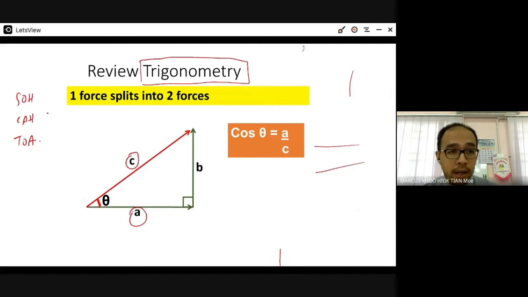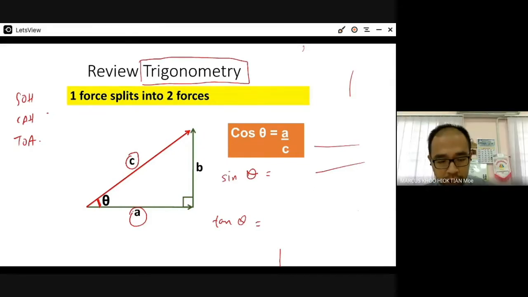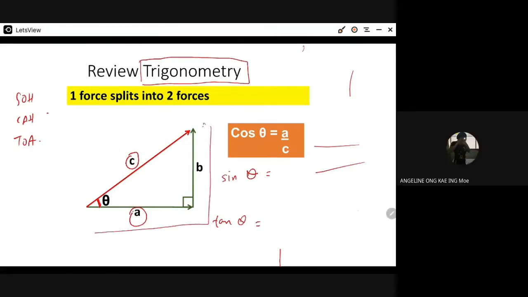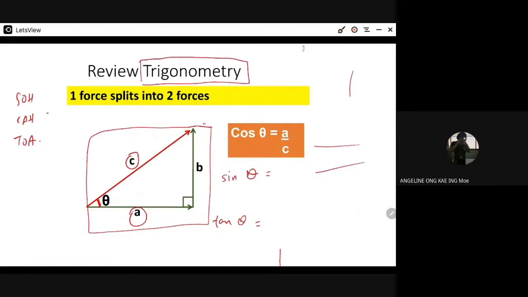Angeline, can you tell me in terms of A, B, and C, what is sine theta? And Brandon, tell me what is tangent theta? Sine theta is opposite over hypotenuse, O over H, in terms of A, B, and C in this triangle? C over A. C over A, yeah. Wait. B over A.